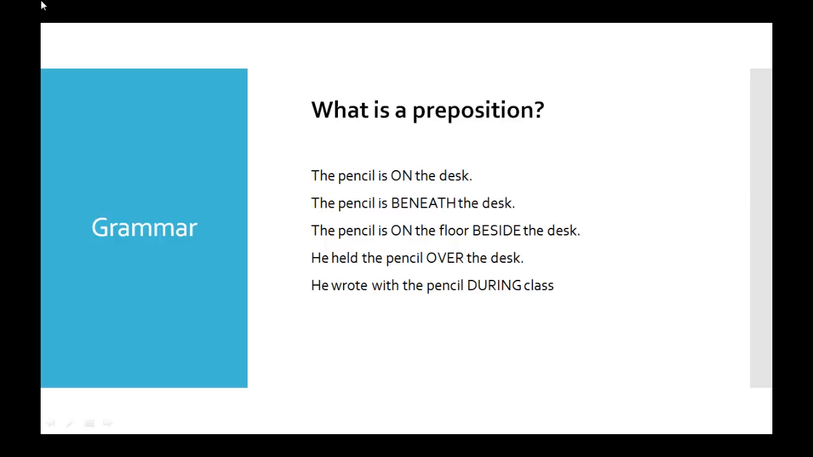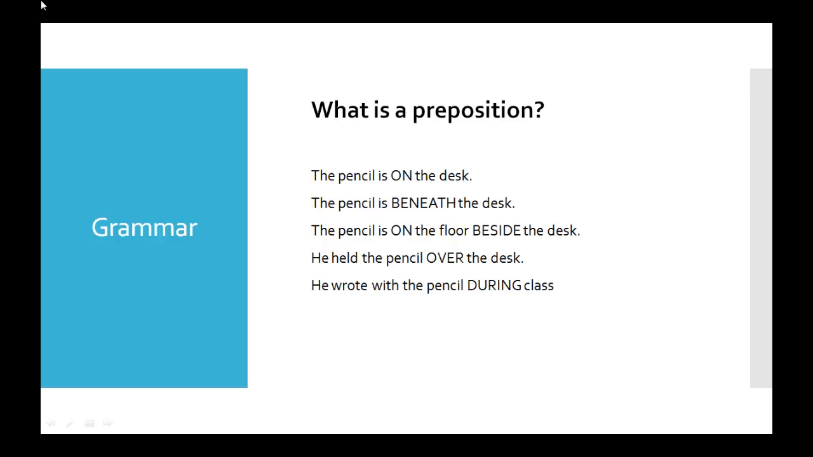A preposition is a short word that is used to link nouns, pronouns, and phrases to other words in a sentence. The word or phrase that the preposition introduces is called the object of the preposition. A preposition is used to indicate the temporal, spatial, or logical relationship of its object to the rest of the sentence. Here are some examples.